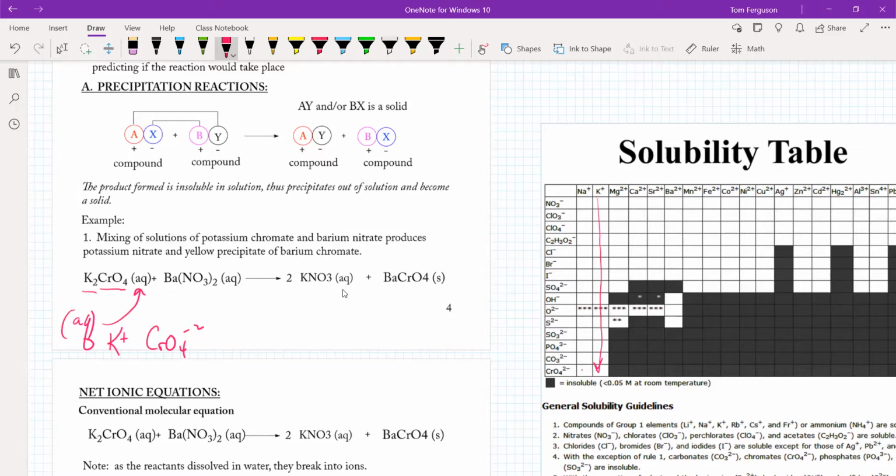Okay, so if we look over here, what about this guy here, barium nitrate? Okay, that means we have barium and we have nitrates. Okay, barium, let's go over here to find barium.